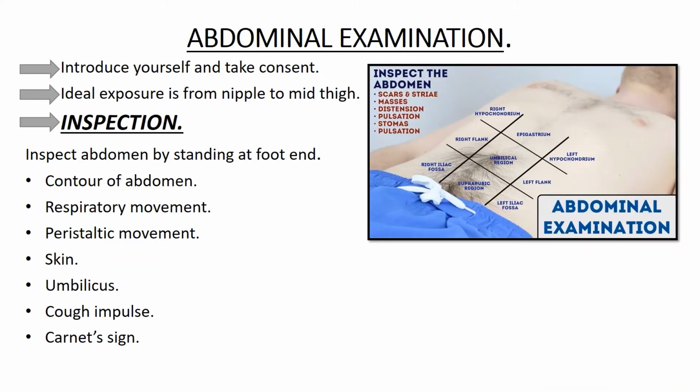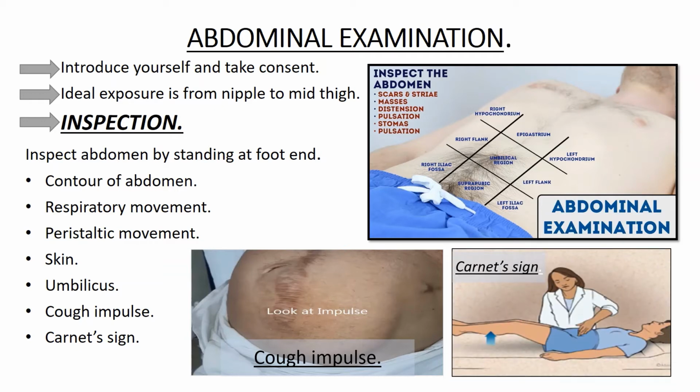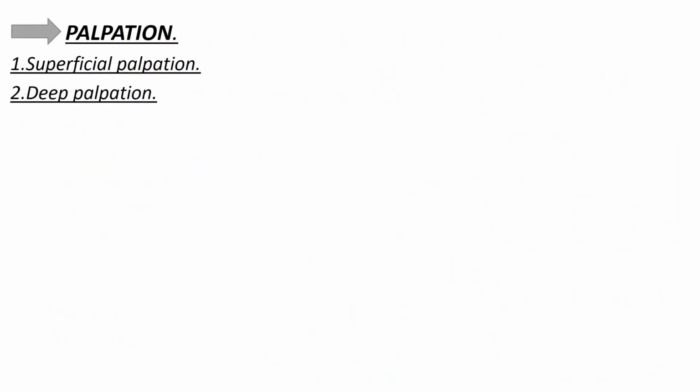Look for scars, asymmetry, distension, dilated veins, and visible peristalsis. Ask the patient to cough and look for any bulge. This is called cough impulse. Then check for Carnett's sign. Raise both lower limbs of the patient and observe the bulge. Cough impulse and Carnett's sign are performed for hernia examination.